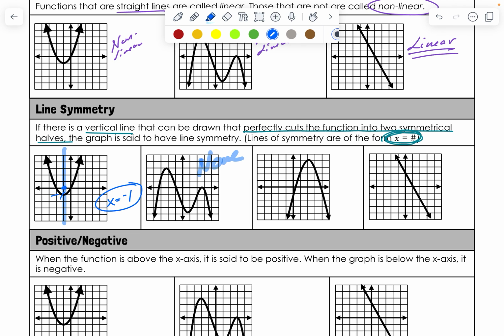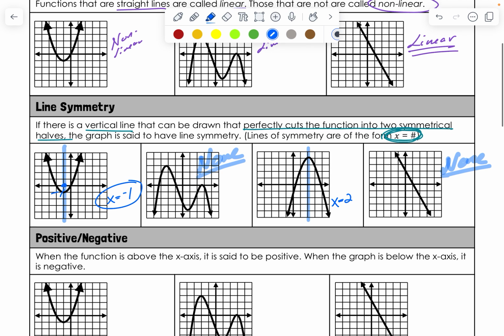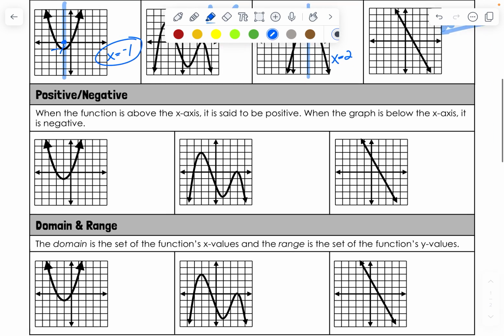Now this next one is not symmetrical. So we'll just write none, okay? But here we could draw that line, couldn't we? And it cuts the graph exactly in half. And so that line of symmetry would be x equals 2. And then this last one is also a none. There's no line where we cut the graph exactly in half.